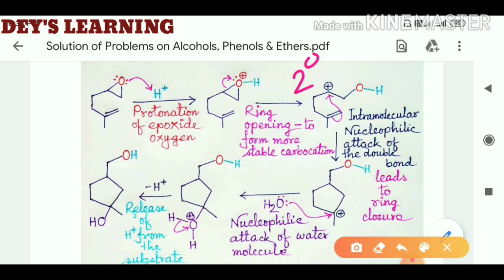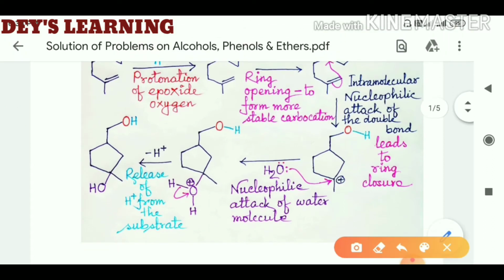And now the intramolecular nucleophilic attack of the double bond can occur. On the intramolecular nucleophilic attack of the double bond to this carbocation, we get this 5-membered ring compound. This is of course a ring closure reaction. One ring is formed. Now this 5-membered ring is formed, and the carbocation is formed at this position.